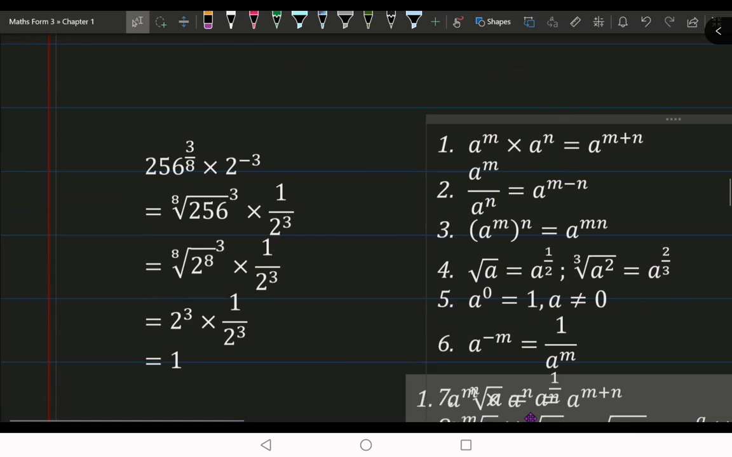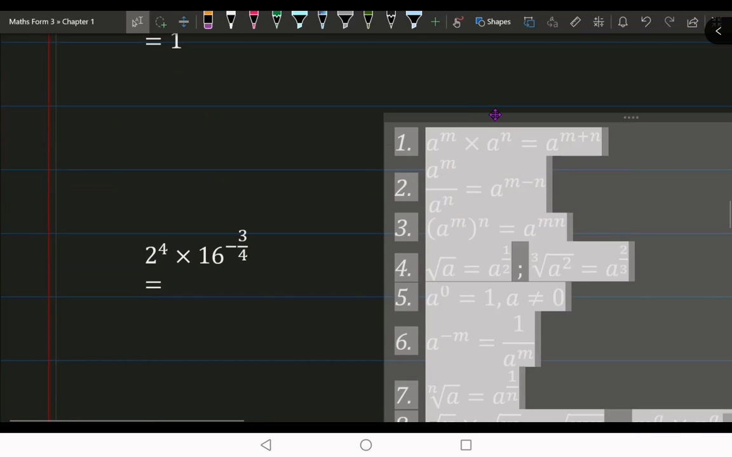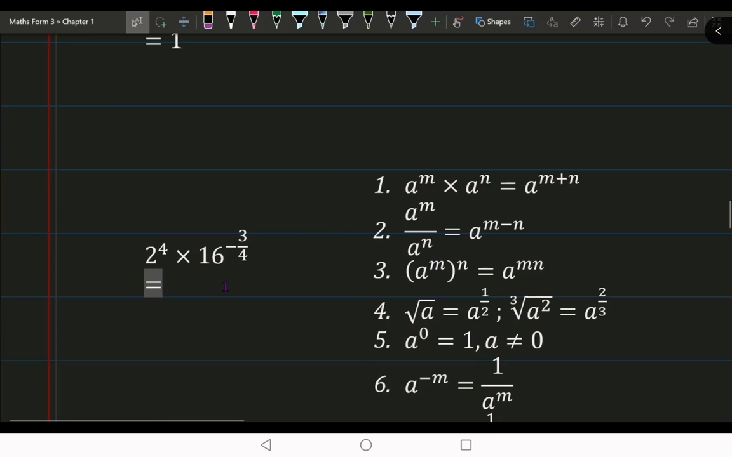Okay, so we go for the next steps. Go to the next step, 2 to the power of 4. Why? Because 2 to the power of 4 is 2 times 2 times 2 times 2.